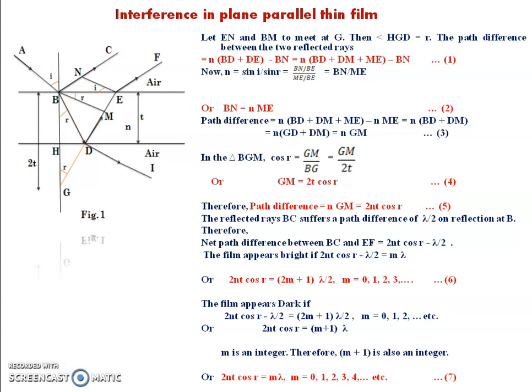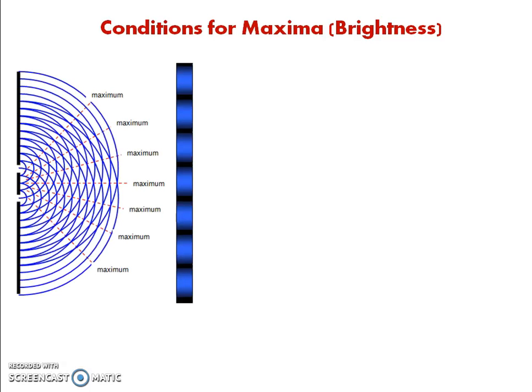So this is how interference takes place in the plane parallel thin film. Now, what are the conditions for maxima, that is brightness, which we are getting here?